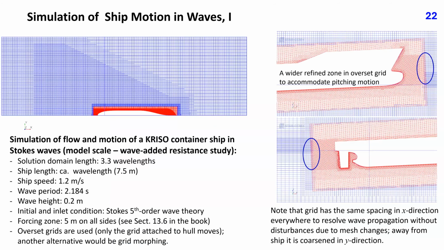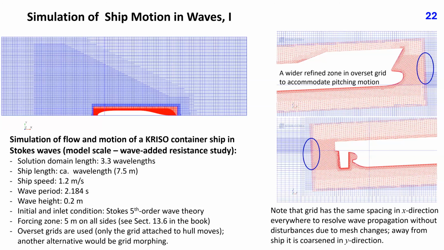This and the following 2 slides are devoted to the simulation of flow and motion of a container ship model in long-crested Stokes waves. The aim is to determine the wave added resistance. The solution domain is circa 3.3 wavelengths long, and the ship model length is approximately equal to the wavelength, 7.5 meters. Ship speed is 1.2 meters per second, the wave period is 2.184 seconds, and the wave height is 0.2 meters. Both the initial and the inlet boundary conditions are defined by the Stokes fifth-order wave theory.